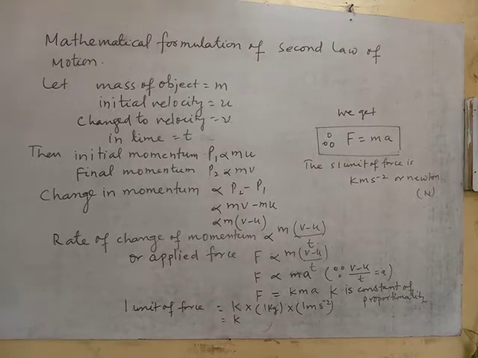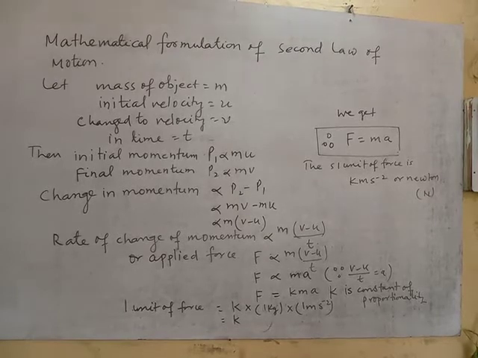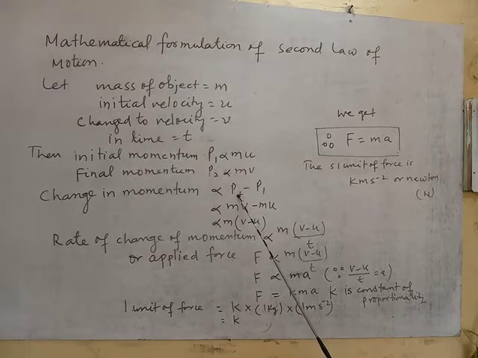Now the change in momentum means p2 minus p1. So the change in momentum is proportional to p2 minus p1, which is proportional to mv minus mu, where p2 is equal to mv and p1 is equal to mu. Now m has been taken common, so the change in momentum is proportional to m(v minus u).